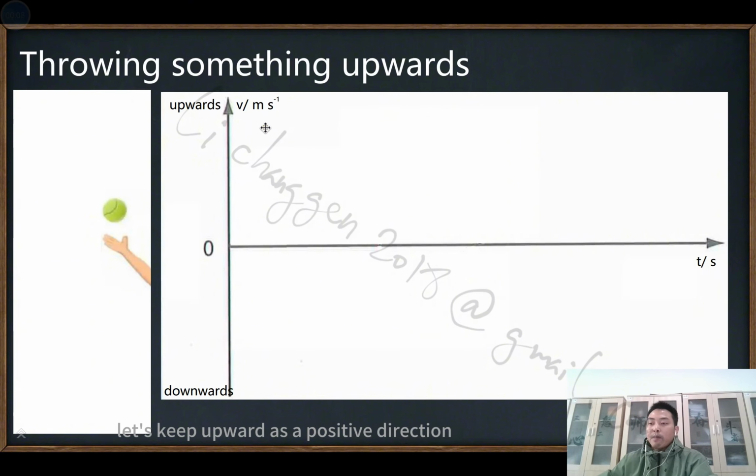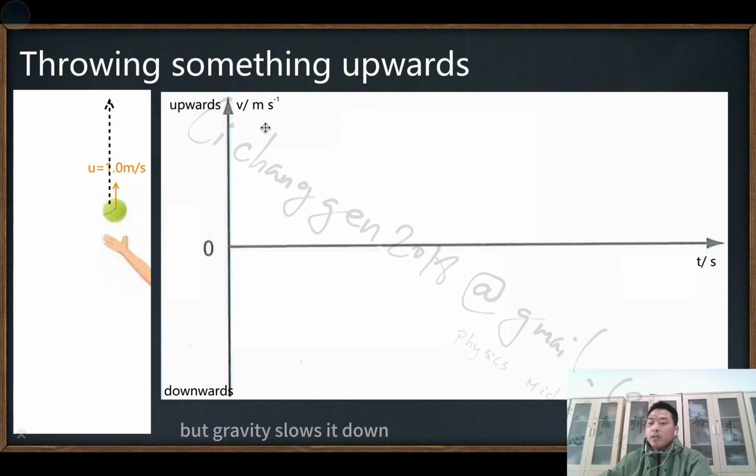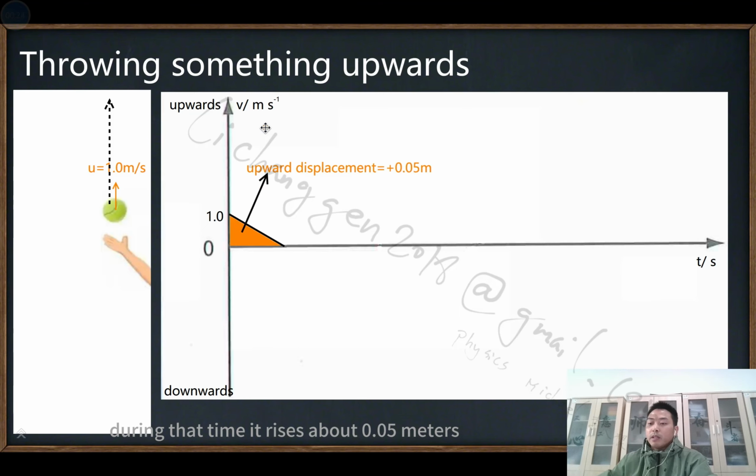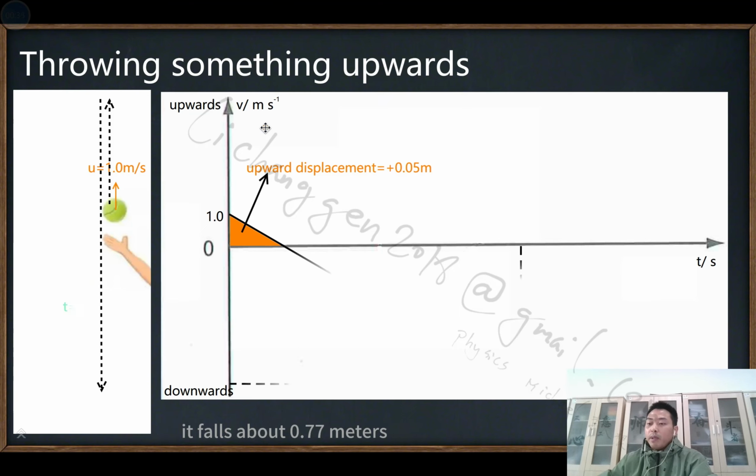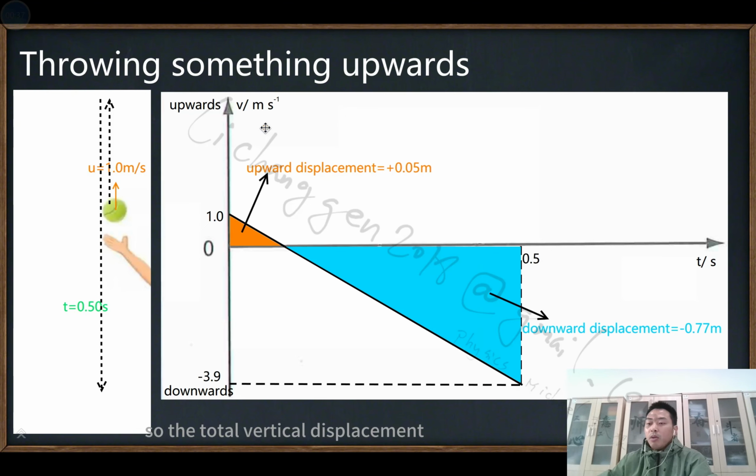Let's keep upward as the positive direction. At first, the ball moves upward, but gravity slows it down until it stops for just a moment at the peak. That's where the velocity becomes zero. During that time, it rises about 0.005 meters. Then the ball falls back down, speeding up as it goes, and eventually hits the ground. It falls about 0.77 meters. So the total vertical displacement from start to finish is negative 0.72 meters, meaning downward overall.